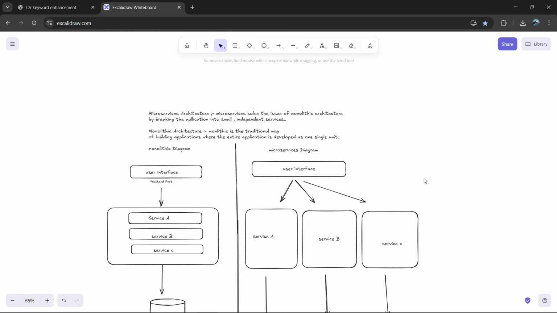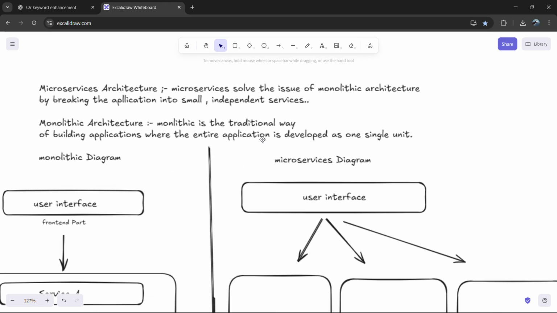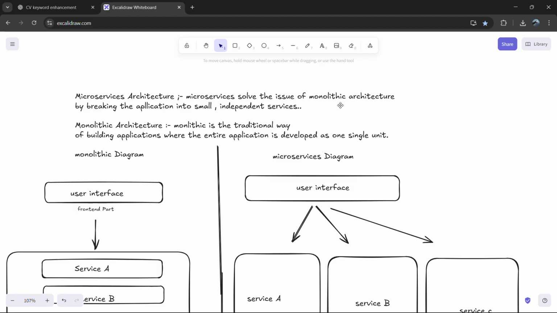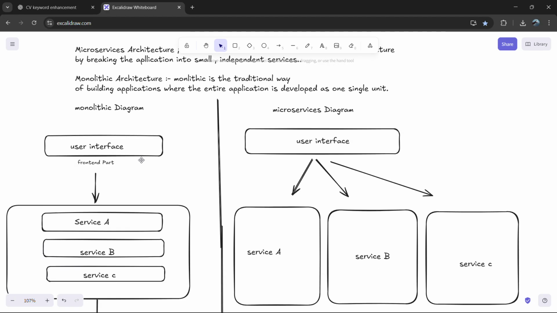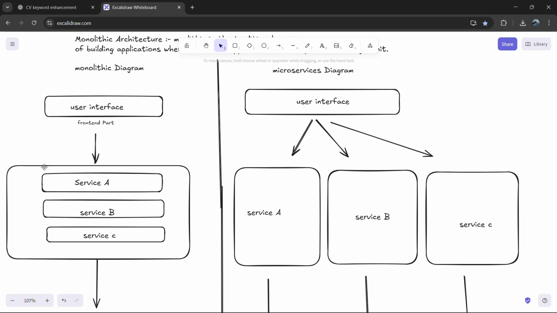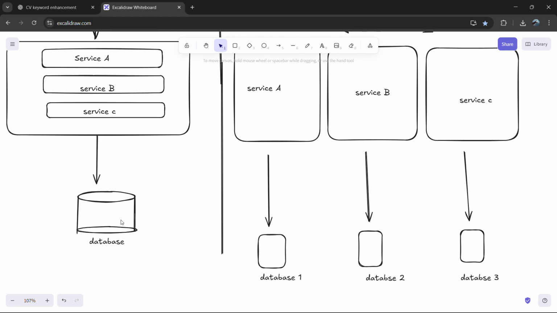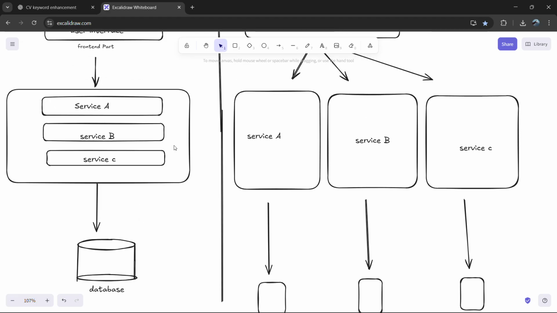So let's recap what we have learned till now. Microservices solve the issue of monolithic architecture. So what is monolithic architecture? A monolith is a traditional way of building an application where the entire application is developed as a single unit. This is our user interface, the front end part. This is our whole backend system in which we write all our logic into a single project, service A, service B, and service C, and this is our database which is connected to this system.